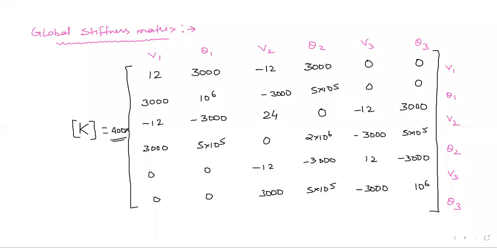Once we have the global stiffness matrix, what do we need to do? We have the equation. We know F is equal to K into delta. So we just apply this: F is equal to K into delta. We will get the remaining unknowns. So what are the forces? We have already taken the forces F1, M1, F2, M2, F3, M3.